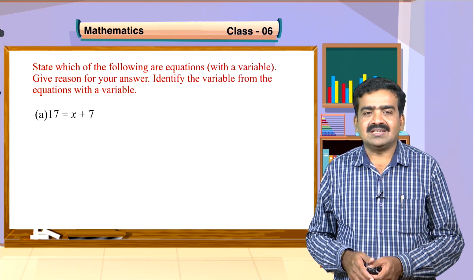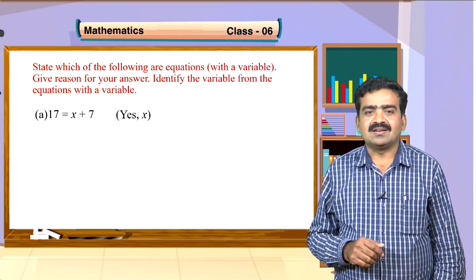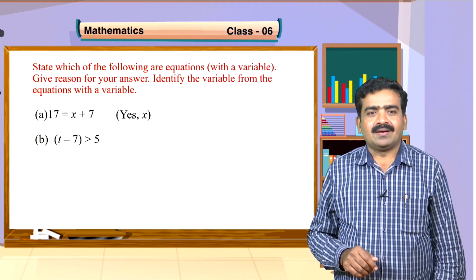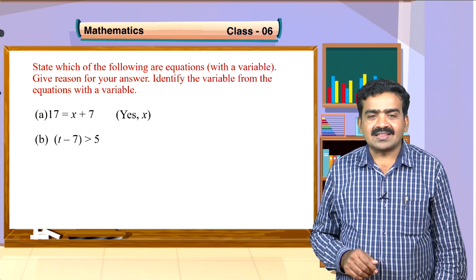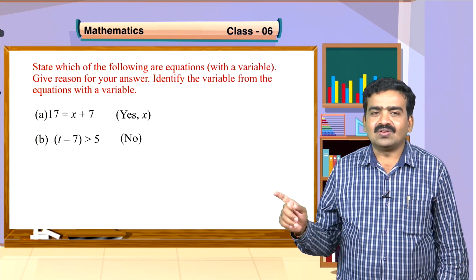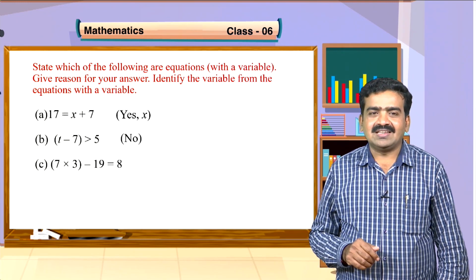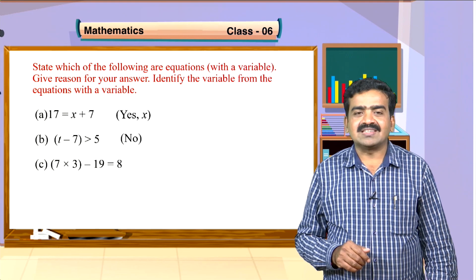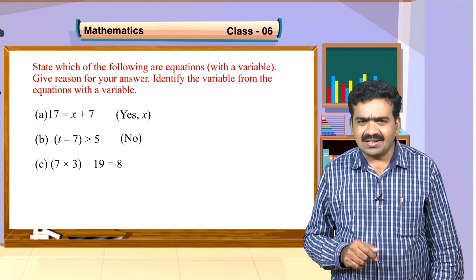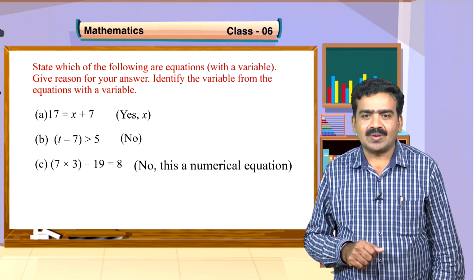The question is like this: A, 17 is equal to x plus 7. Yes, it is an equation, variable is x. B, t minus 7 greater than 5. Very good, you are telling the correct answer. No, it is not an equation because there is no equal sign. C, 7 into 3 minus 19 is equal to 8. It is also not an equation. It is just a numerical equation since there is no variable.